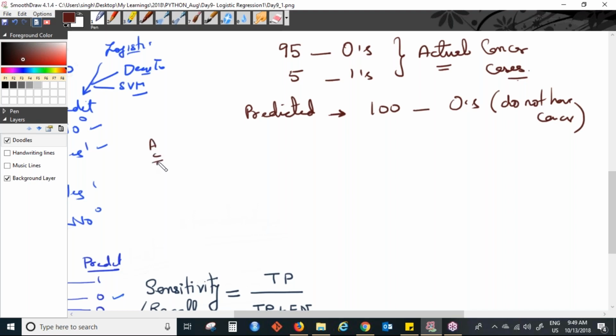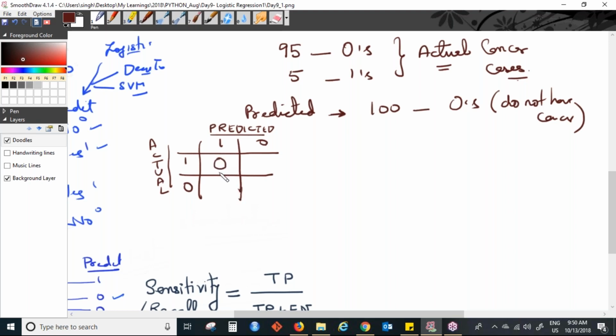Okay, let us draw the confusion matrix. This is actual, this is predicted. Let me write 1 and 0 here, so instead of yes and no, I'm writing 1 and 0. So what will be this number, guys? Yes, it will be 0 because I am not identifying even one cancer patient. So it will be 0.